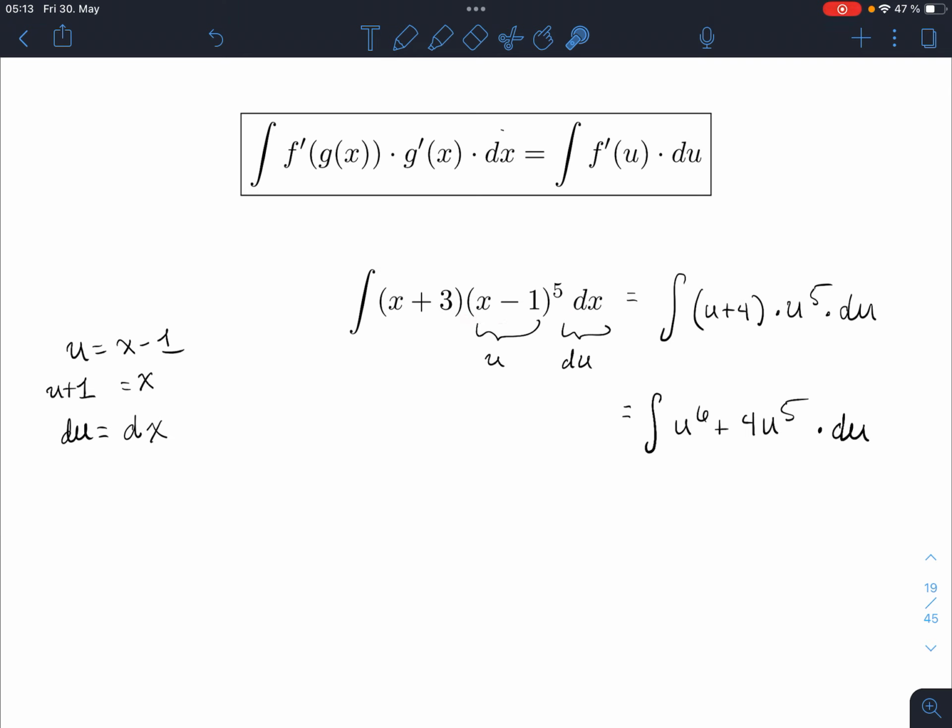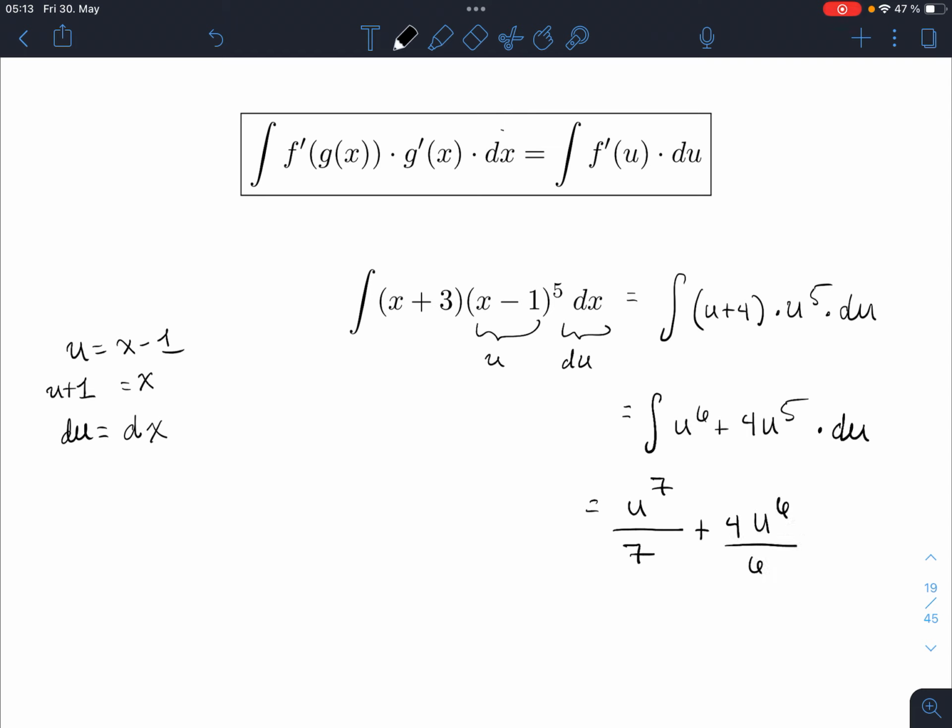And now, hopefully it's really clear why U-substitution was useful in this example. Because we took an integral that we weren't really sure what to do with. We had this x minus 1 to the fifth floating around, we had this x plus 3. And now we converted it into just a polynomial in u. And so we can just do the power rule on these two terms individually.